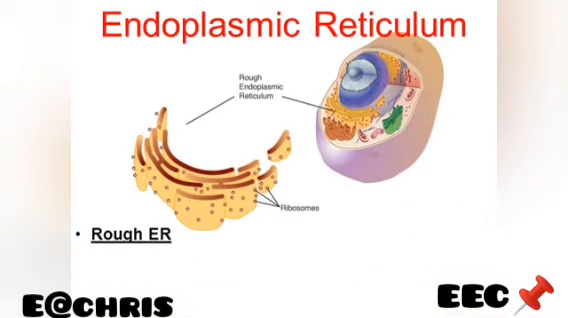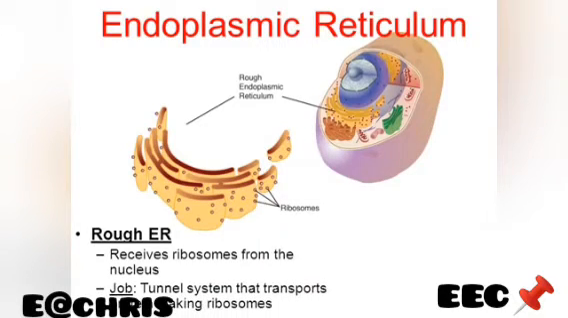Let us see another organelle, which is called the Endoplasmic Reticulum. The Endoplasmic Reticulum has two parts: rough endoplasmic reticulum and smooth endoplasmic reticulum. The rough endoplasmic reticulum receives the ribosome from the nucleus. Since the ribosomes are manufactured in the nucleolus, the rough endoplasmic reticulum is responsible for receiving those ribosomes from the nucleus and directing them to a specific place to accomplish the given task. This tunnel system that transports ribosomes is what we call the function of the rough endoplasmic reticulum.